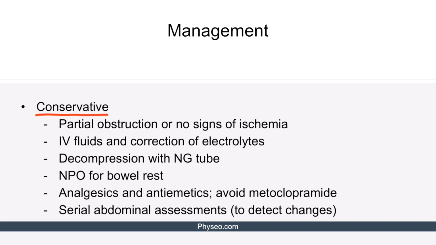However, the antiemetic metoclopramide should be avoided in small bowel obstruction since it can increase peristalsis. Increased peristalsis is not desirable in small bowel obstruction because the increased peristalsis can lead to perforation.